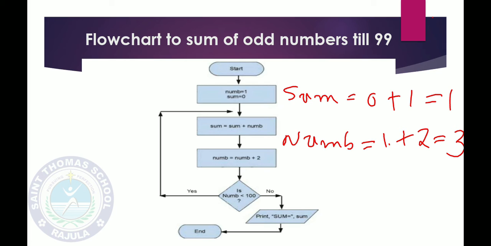Now we are increasing the value of number by 2 because we need only odd numbers. So how can we do this? Number is equals to number plus 2. Number means the actual number value. What is it now? That is 1 plus 2, that means 3. So now the next number is 3. Now it will check the condition that the number value is less than 100. So now what is the number value? 3. So 3 is less than 100. The condition becomes true.